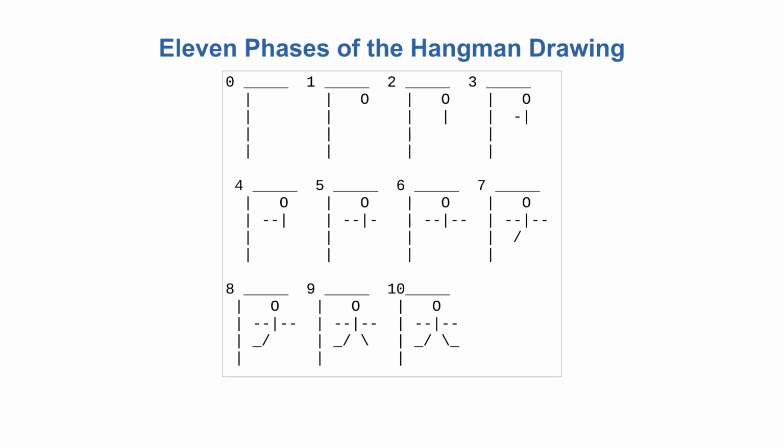Hangman requires 11 phases of the drawing. The first is the empty gallows. The next ones each add part of the stick figure to the gallows. The game should print only the head if the user guesses one wrong letter, the head and torso if the user guesses a second wrong letter, etc. If 10 wrong letters are guessed, the game should print the entire stick figure.